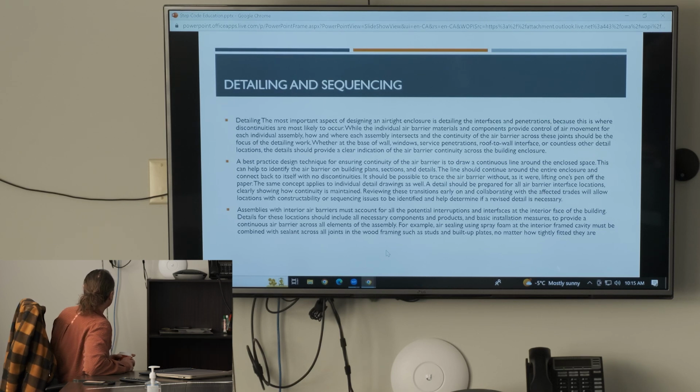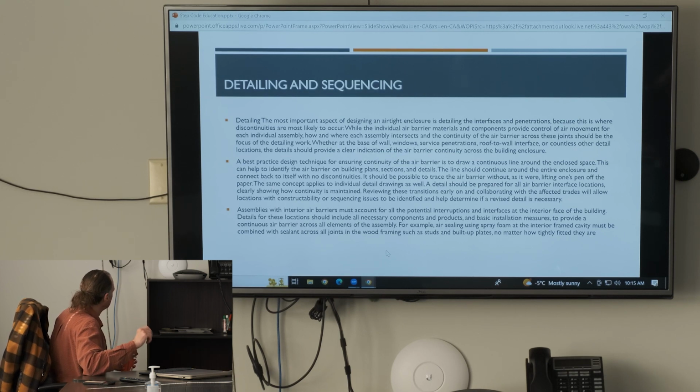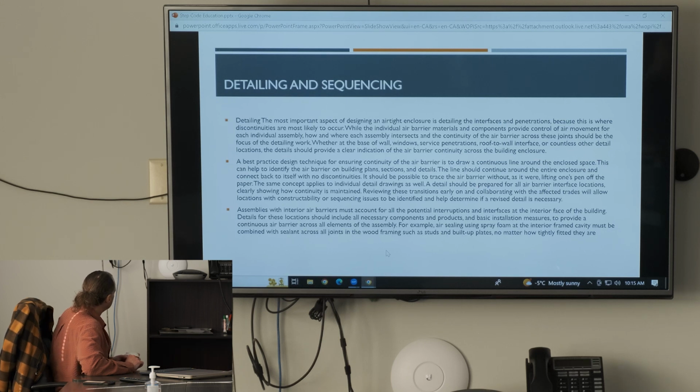A best practice design technique for ensuring continuity of the air barrier is to draw a continuous line around the enclosed space. This can help identify the air barrier on building plans, sections, and details. The line should continue around the entire enclosure and connect back to itself with no discontinuities. It should be possible to trace the air barrier without, as it were, lifting one's pen off the paper. The same concept applies to individual detail drawings as well.